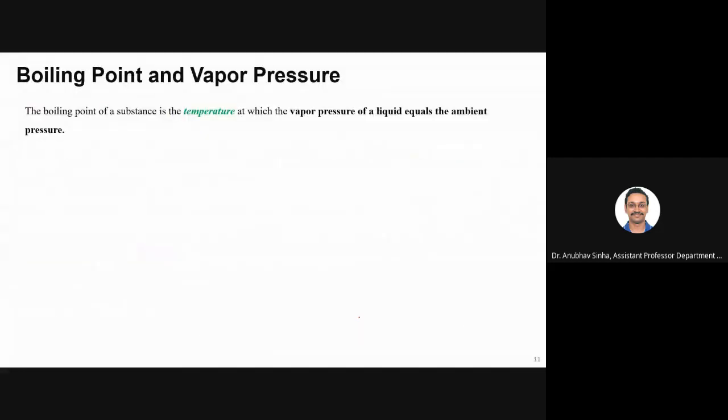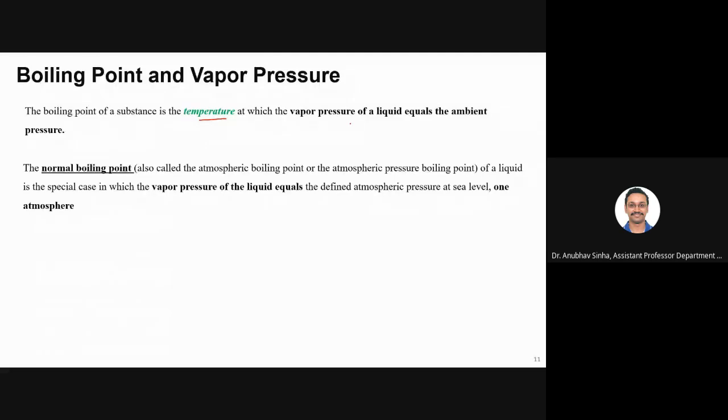Okay, let us talk about boiling point. Boiling point is defined as the temperature at which the vapor pressure of a liquid equals its ambient pressure. Normal boiling point, which is also called atmospheric boiling point, is a special case where the vapor pressure of the liquid equals the defined atmospheric pressure at sea level.